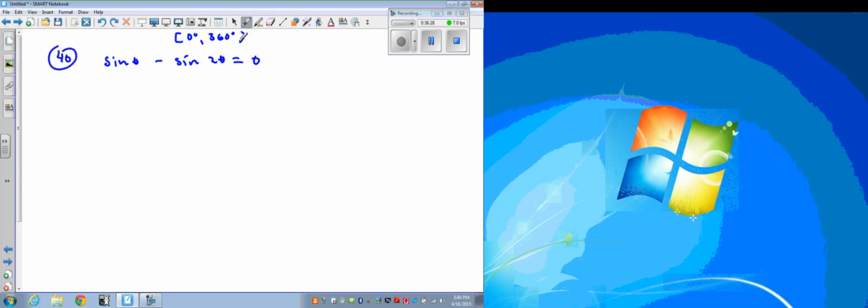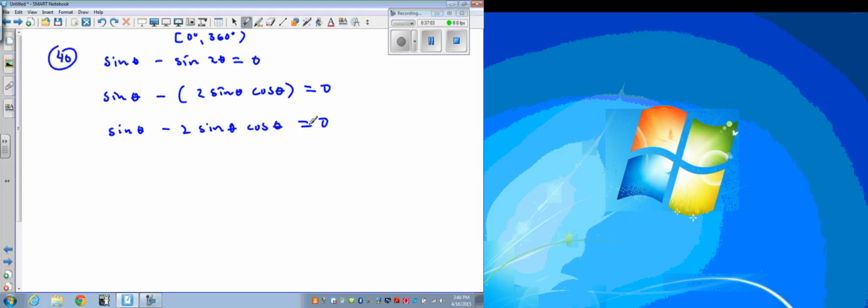You want to change that double angle. What's its equivalent? 2 sine theta cosine theta. So 2 sine theta cosine theta. I just put this in brackets so that you recognize what we're substituting, but really the bracket can be taken out.